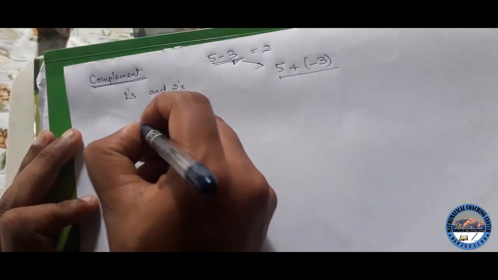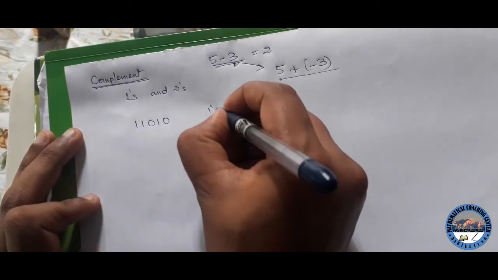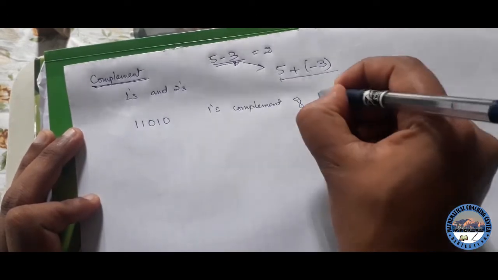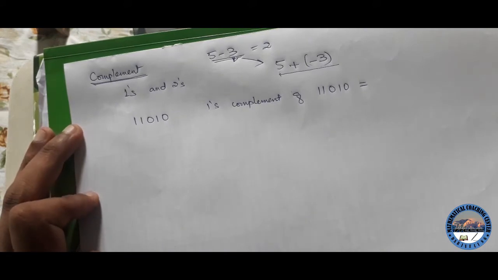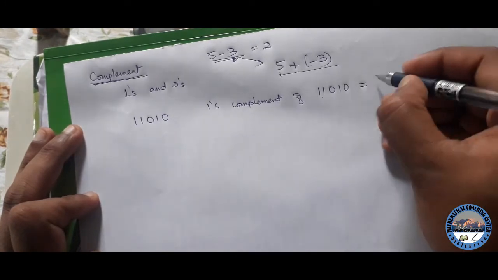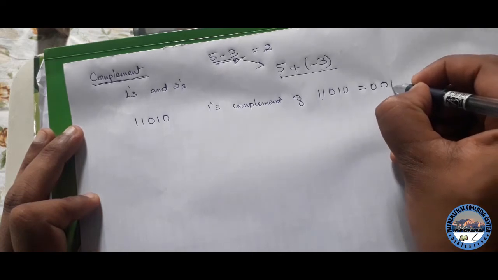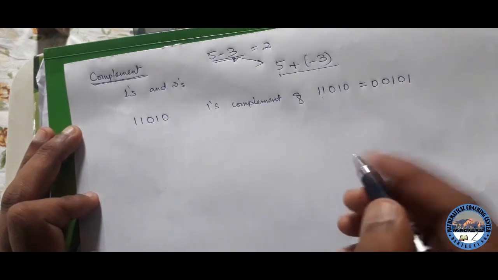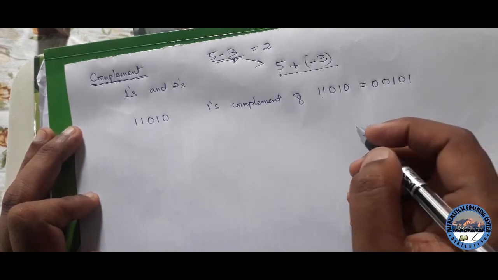Now let's take a binary number 11010. Suppose this is a binary number. The ones complement of 11010 is just the opposite of every binary digit, means every bit. So the first one will become 0, second one will become 0, third is 0, it will become 1, just the opposite. Fourth is 1, it will become 0, and fifth is 0, it will become 1. It is so simple, isn't it? The ones complement is just the opposite of every bit of the binary number.